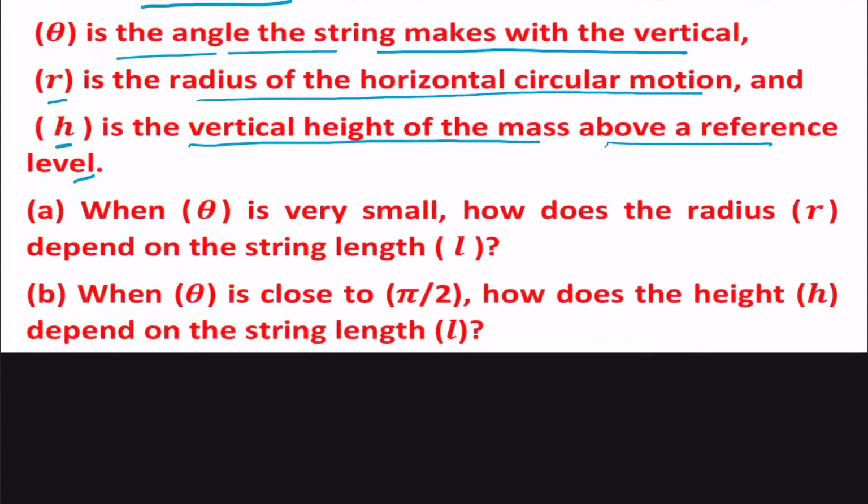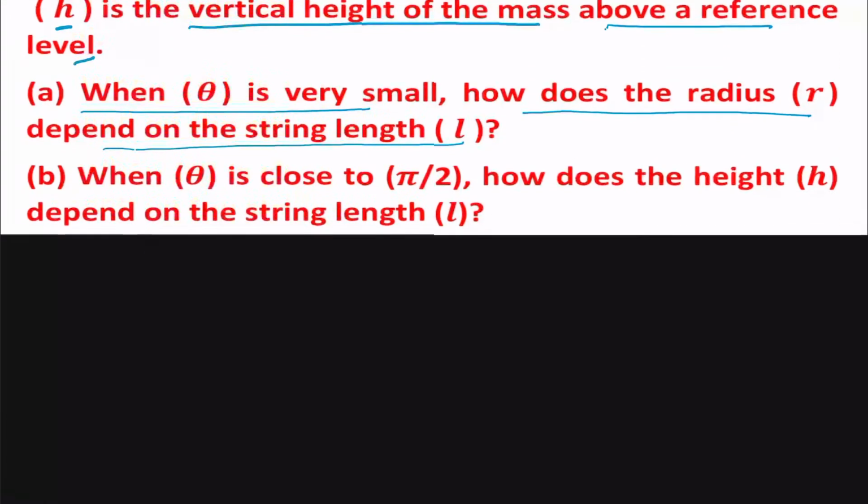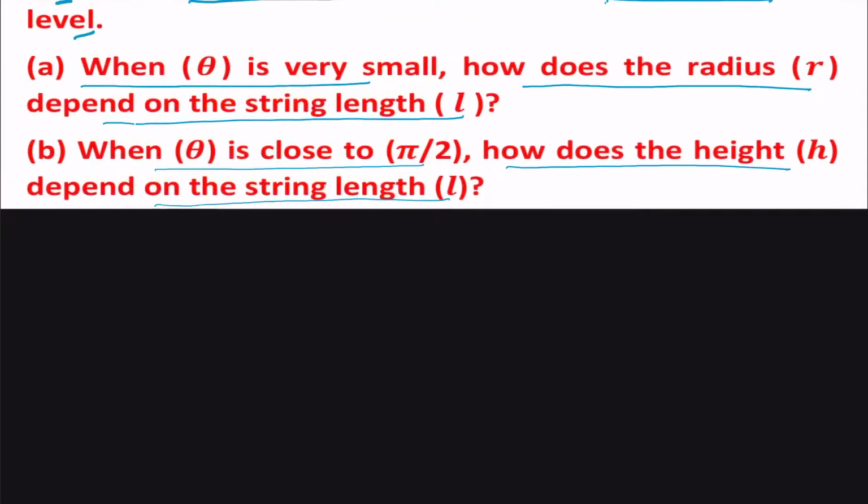So based on this, we are having 2 questions. Part A, when theta is very small, how does the radius depend upon the string length, that is L? And when theta is close to pi by 2, how does the height H depend upon the string length? So this is the basic question, and we can draw the basic diagram also. The diagram is quite simple.